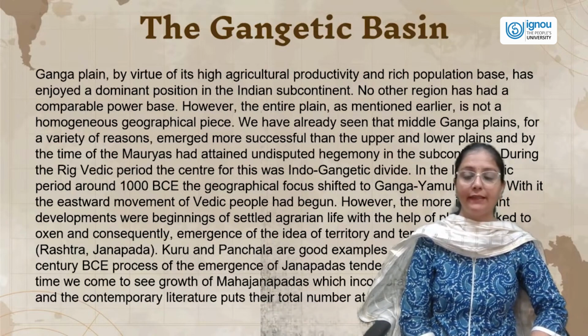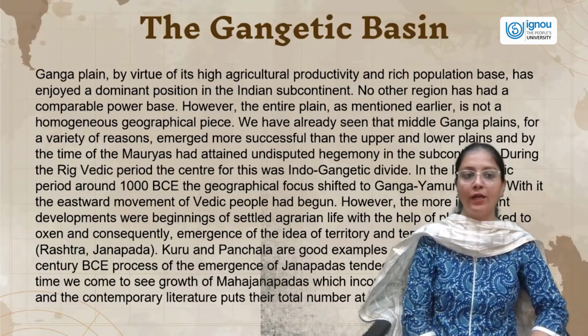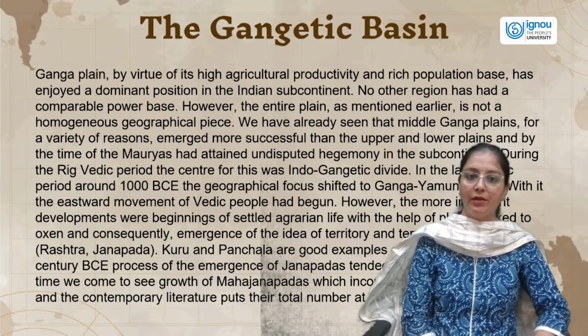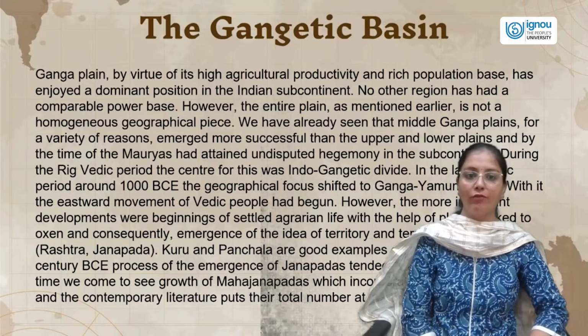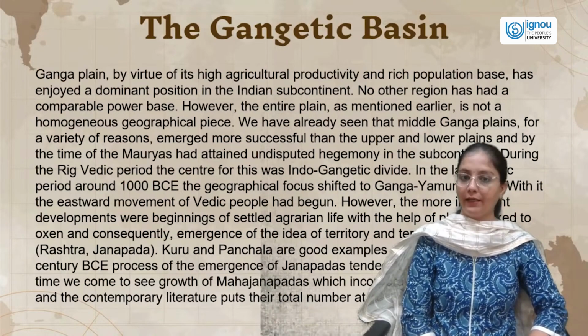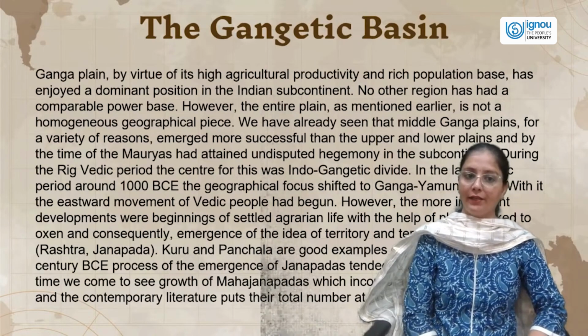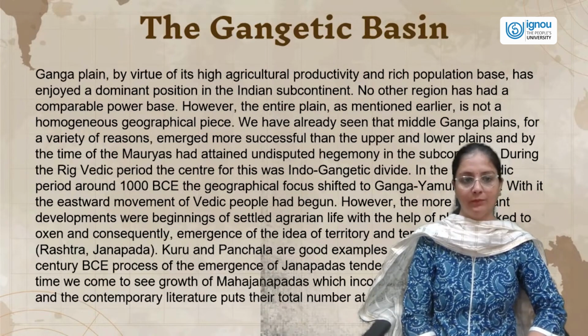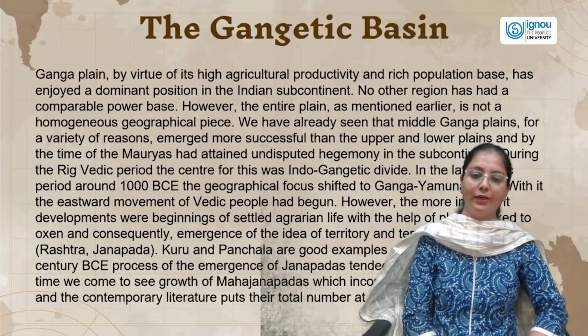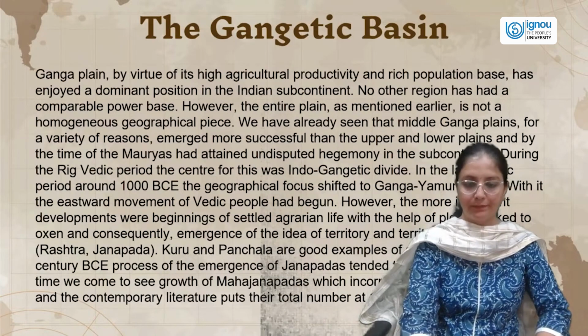We have already seen that the Middle Ganga Plains, for a variety of reasons, emerged more successful than the upper and lower plains, and by the time of the Mauryas had attained undisputed hegemony in the subcontinent. During the Rigvedic period, the center for this was the Indo-Gangetic divide. In the later Vedic period, around 1000 BCE, the geographical focus shifted to the Ganga-Yamuna Doab. With it, the eastward movement of the Vedic period had begun.